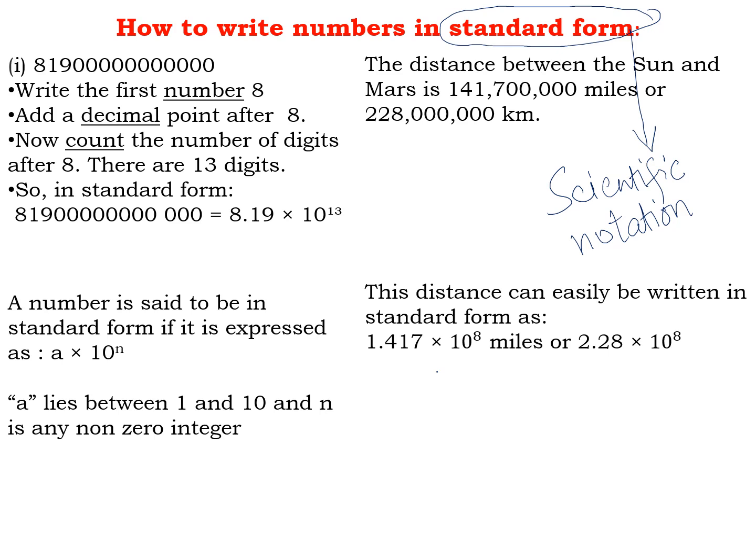The rule was write the first digit as it is. So here 1 was there, so I will write 1. After the very first digit, put a decimal. I am placing a decimal. After that, see how many digits are there. Don't count the zeros. So 417. So I will write 417 into 10. Now how many powers? Just leave the very first digit, that was 1. After that, how many digits are there? 1, 2, 3, 4, 5, 6, 7, 8. So it will be 1.417 into 10 to the power 8.